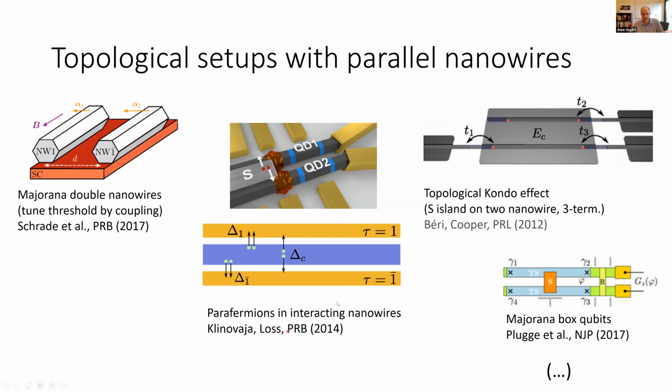Elena Kinovaya and Delilos have worked on proposals for realizing so-called parafermions, which are more like fractional Majorana particles that one may dream about creating in double wires coupled by a superconductor that allows crossed Andreev reflections between two systems. One can also study Majoranas in double wires and tune the topological threshold by playing with the interference between the two systems. There are issues like the topological Kondo effect that could possibly be realized if one can couple two Majorana wires with a superconducting island, and even for topological qubits, two wire systems are sometimes needed, for instance, when coupling a Majorana box qubit to a quantum dot for parity readout and such.